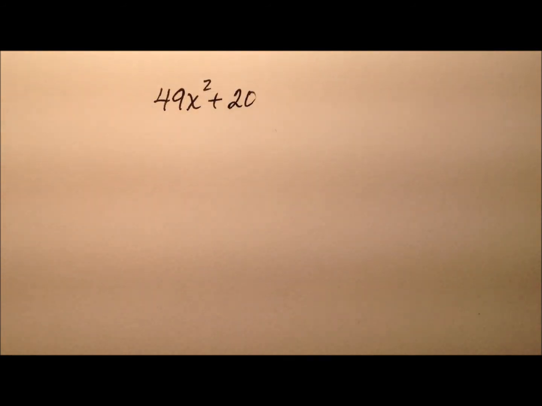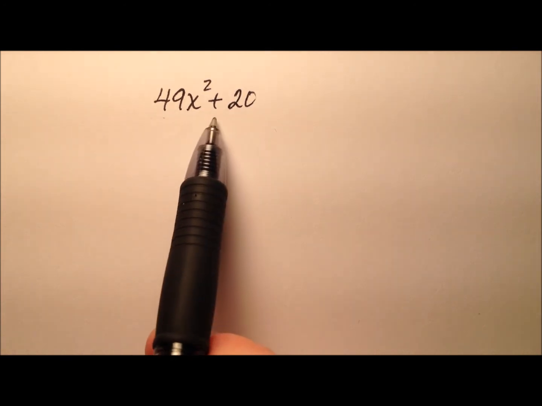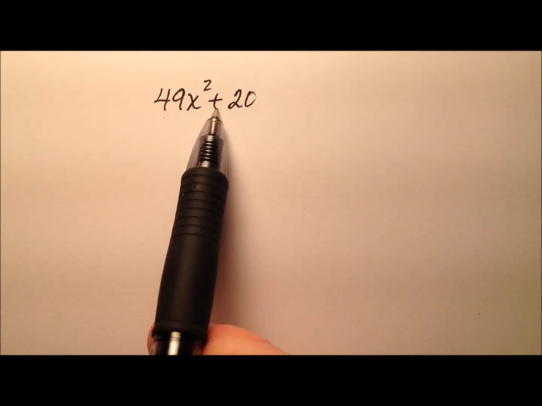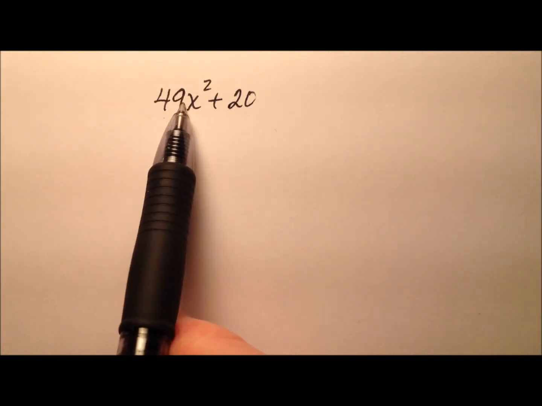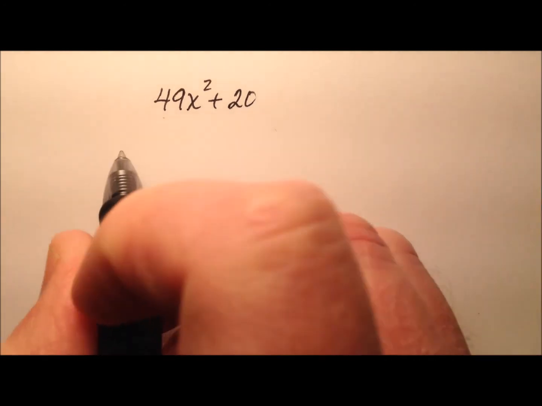In this last example, I would like to factor this binomial expression. Well, it looks like I have a plus, so based on the video that you're watching right now, I should probably be using sum of squares. Well, 49x squared is a perfect square, but 20 is not a perfect square. So can I still use the formula even though 20 is not a perfect square? Well, let's see how it works.